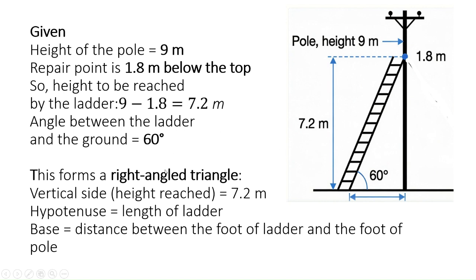So this forms a right angle triangle, right? So the vertical side is nothing but 7.2, because we have subtracted 1.8 meters from 9, which is the point where the electrician needs to repair. This point must be clear for all of us. So this is 7.2 meters only. And the base, the distance between the foot of the ladder and the foot of the pole, right? The foot of the pole to the foot of the ladder is nothing but the base for that particular right angle triangle.